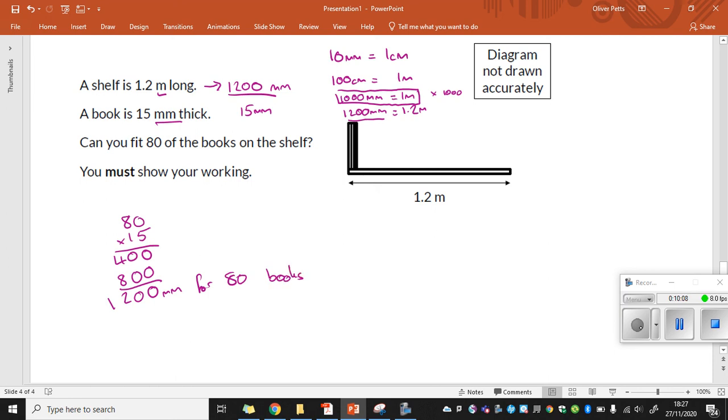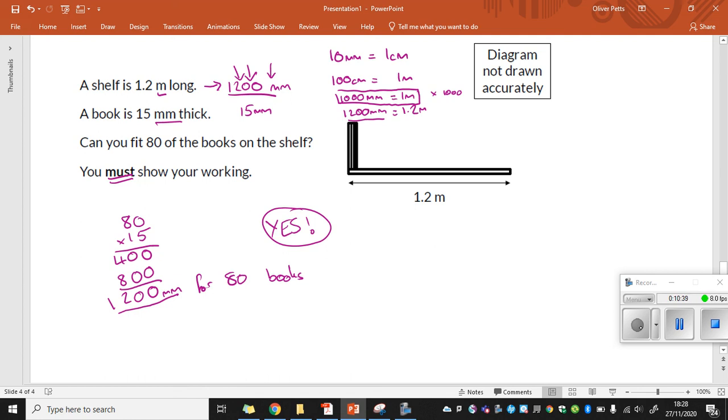And the question is, would 80 books fit on the shelf? Well, 80 books would take up 1,200 millimeters. And as we've just worked out, that is exactly how long the shelf is. So can you fit 80 books on the shelf? The answer is yes. It is a yes-no question. We need to make sure we answer yes or no. But very important, it's even in bold, we must show the working. So we need to have some sort of evidence here to prove that it will indeed fit.